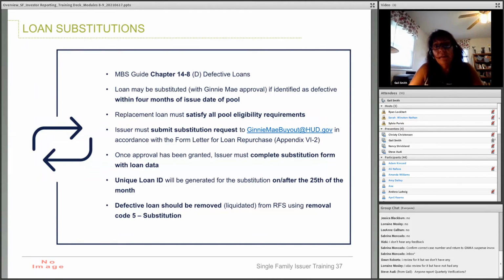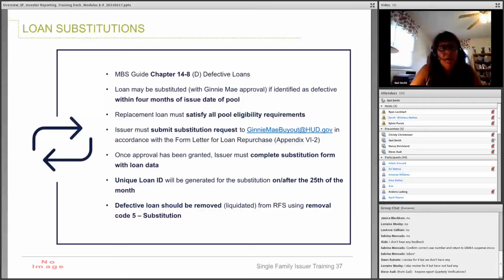Raise your hand if you had to submit a loan for substitution. I don't see any hands raised. So we will discuss what transpires.